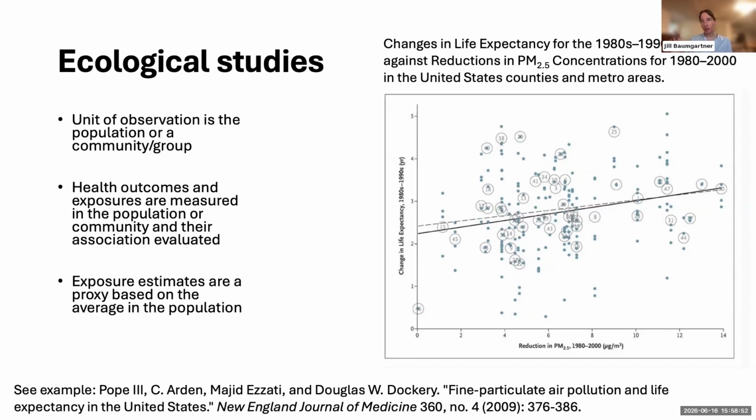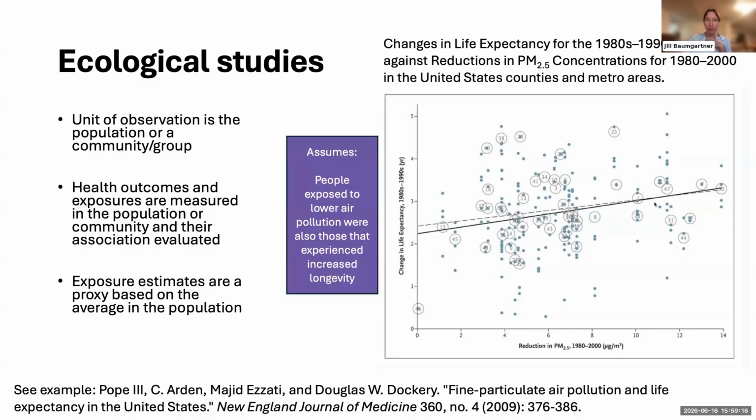And so in this case, we're seeing that as air pollution reductions are larger, so moving from 0 to 14 micrograms per meter cubed, you see that there's a larger change in life expectancy in these counties. So the challenge with this kind of study is that you can't actually establish that the individuals who experienced lower air pollution were the same as the individuals who experienced increased longevity, right?